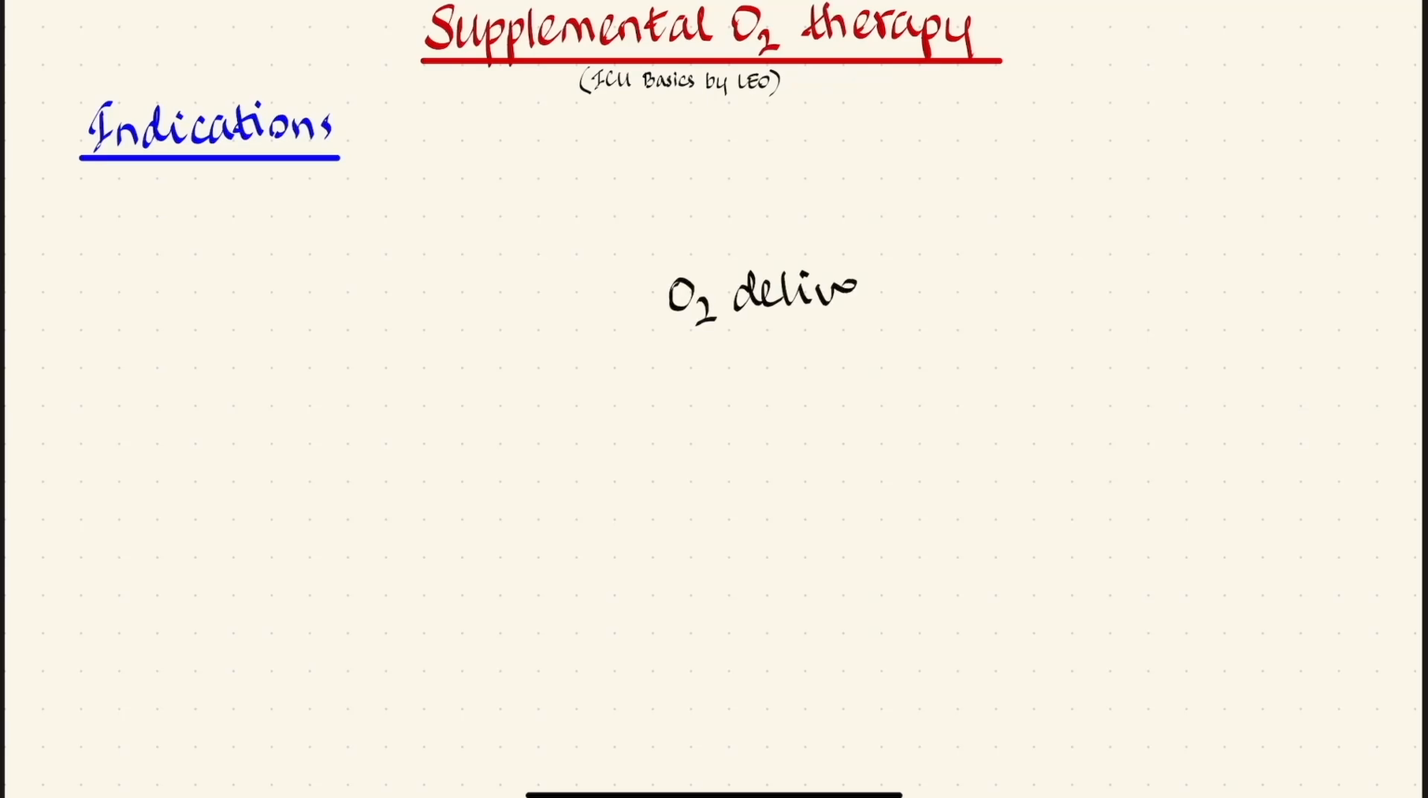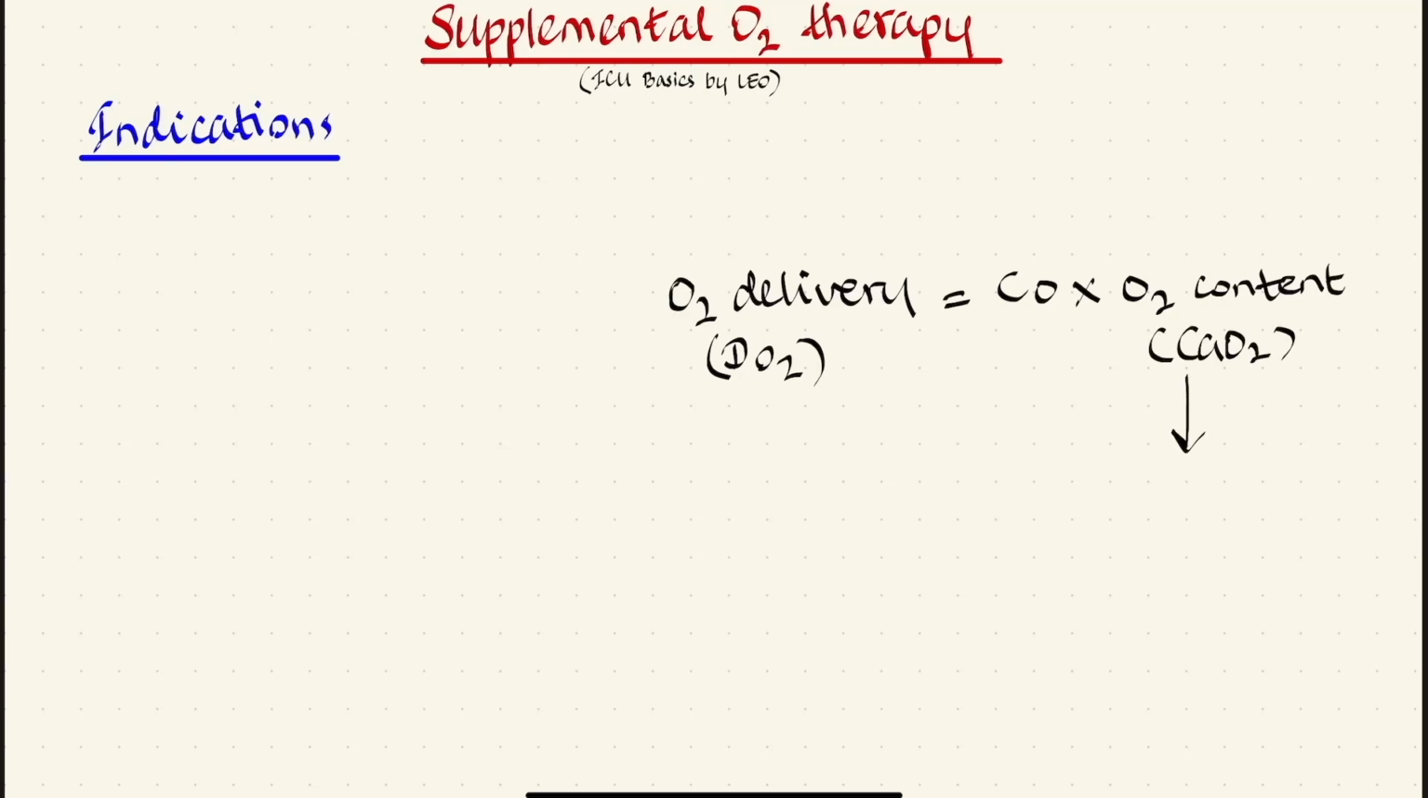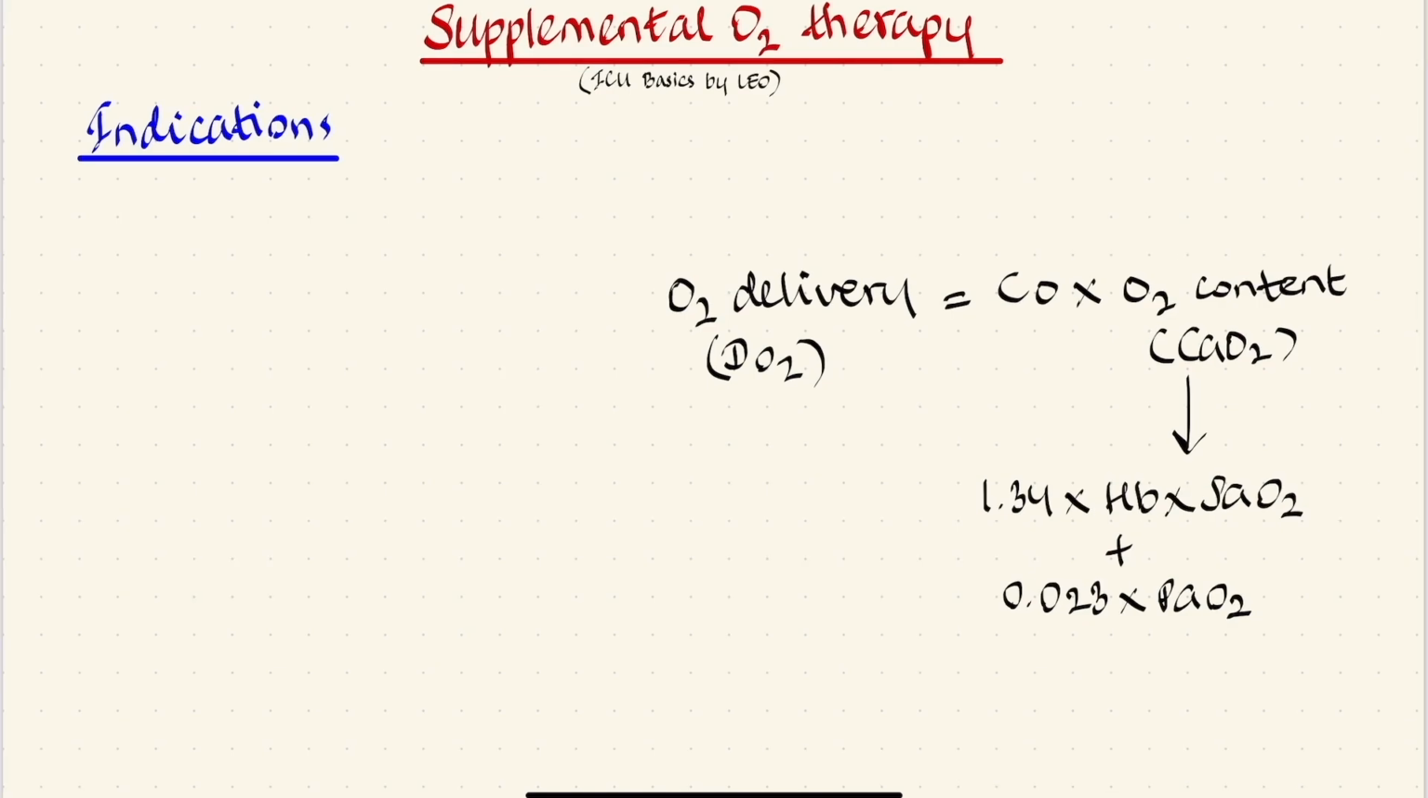We can calculate the oxygen delivery in arterial blood by cardiac output times oxygen content of arterial blood. The formula to calculate the oxygen content of arterial blood is this. Here we can see the oxygen delivery of a patient mainly depends on factors such as arterial oxygen saturation, arterial oxygen pressure, cardiac output, and hemoglobin.